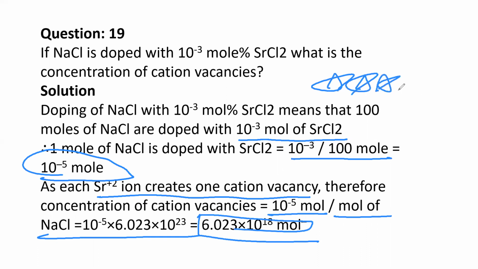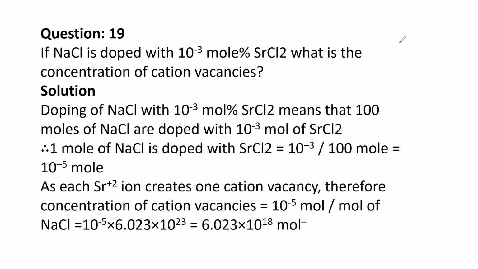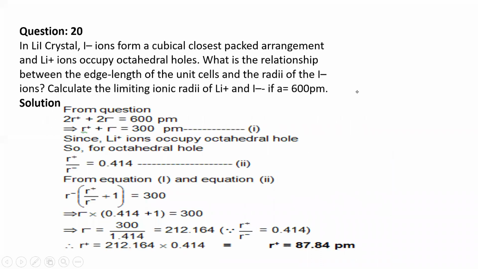If they give 10 to the power of minus 3 mole percent of SrCl2, it means for 100 moles, it is 10 to the power of minus 3. Suppose they give 10 to the power of minus 5, it means for 100 moles, it is 10 to the power of minus 5. So for 1 mole, 10 to the power of minus 5 by 100 becomes 10 to the power of minus 7. And to find the concentration of cation vacancies, we multiply 10 to the power of minus 7 by the Avogadro number. Here it was 10 to the power of minus 5. I'm just giving an example. These questions are very important and very simple to understand. I hope this is clear for you.